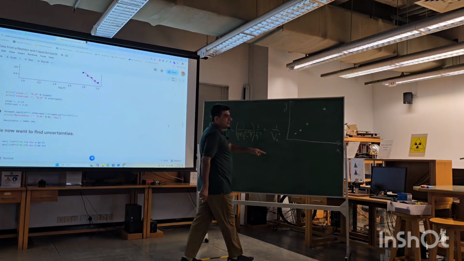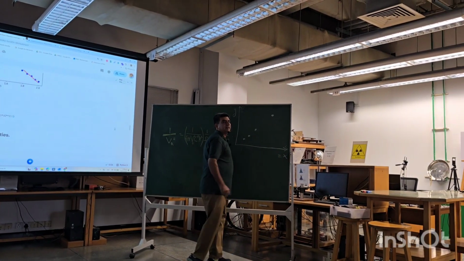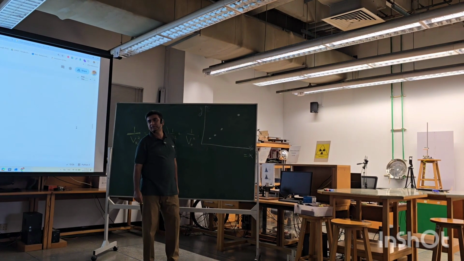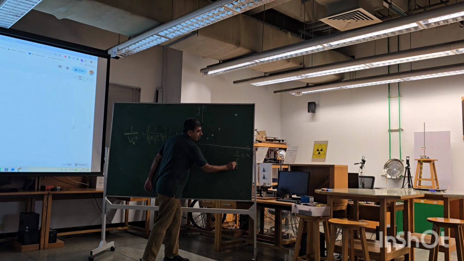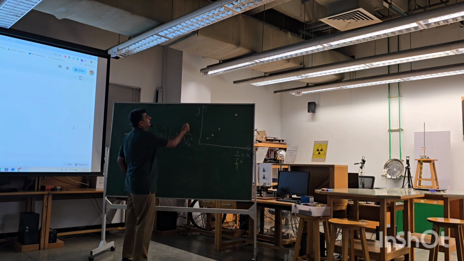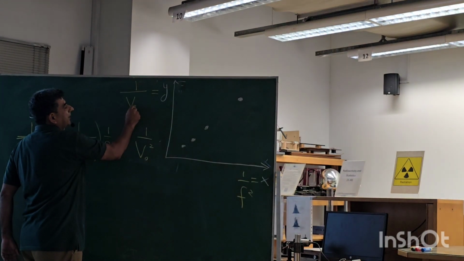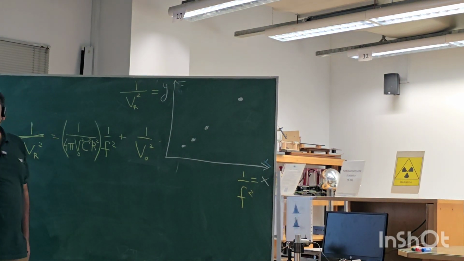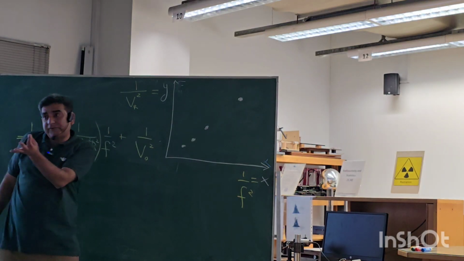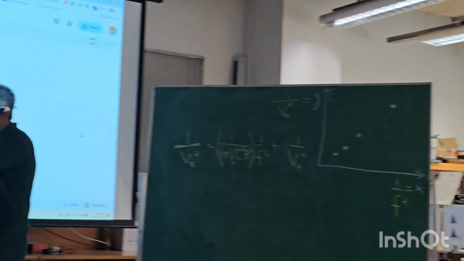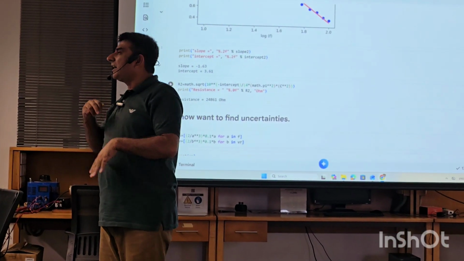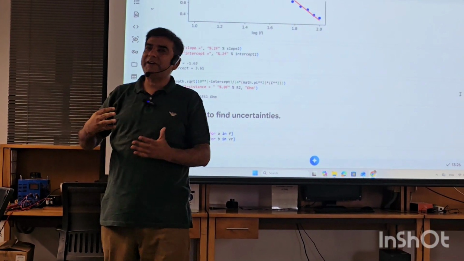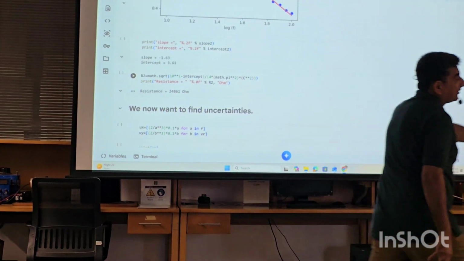So this is your x. What is x in terms of frequency? x is 1 over f squared. What is your y? 1 over VR squared. You know your uncertainty in f is 0.1 of f, whatever f there is. So when you know the uncertainty in f, you want to find the corresponding uncertainty in x.